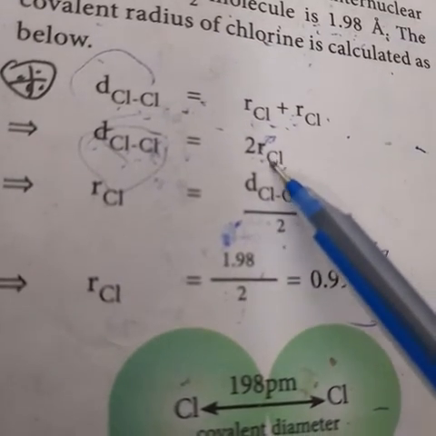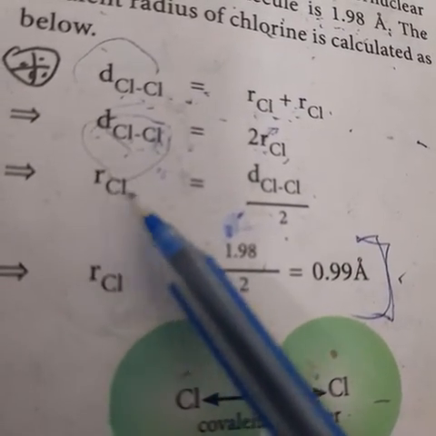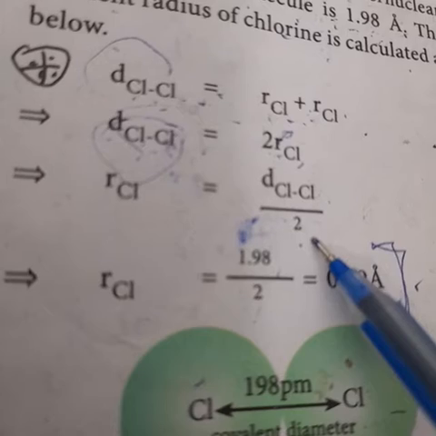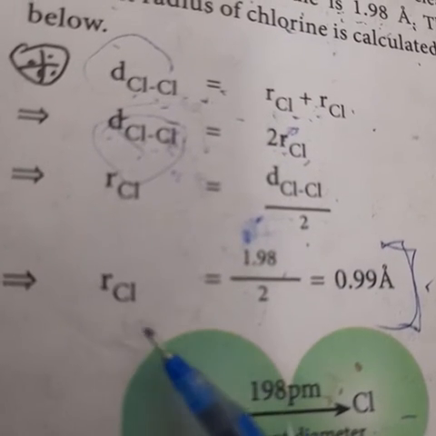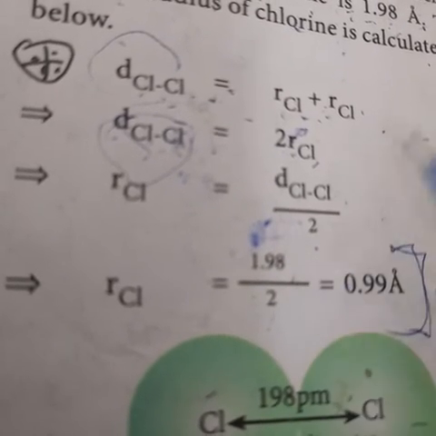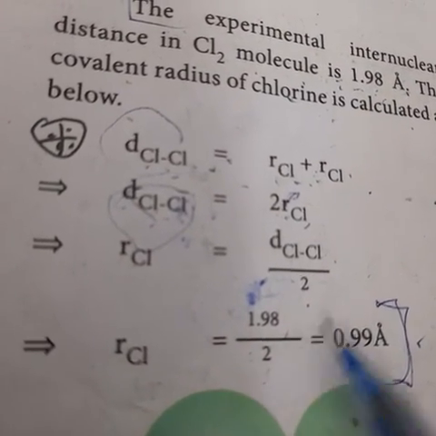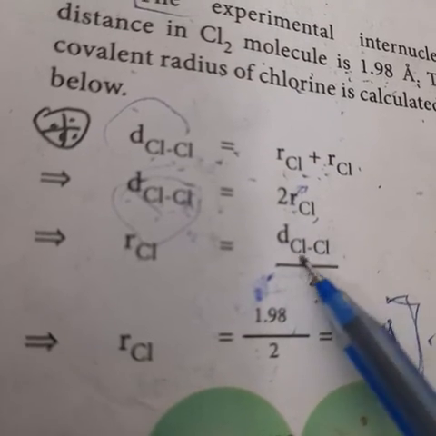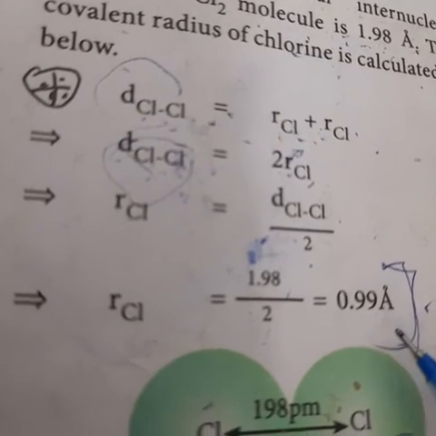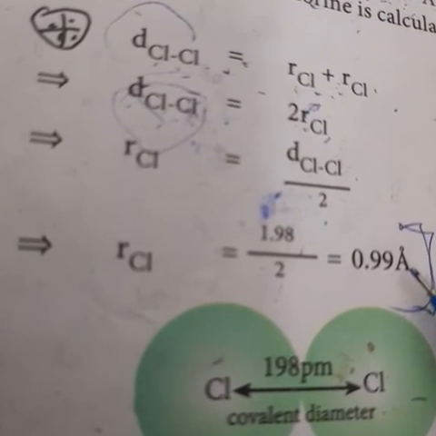So we have to calculate the covalent radius of a single chlorine atom. So R(Cl) is equal to d(Cl-Cl) divided by 2. The internuclear distance of chlorine and chlorine is 1.98, which they determined experimentally using X-ray diffraction studies. So 1.98 divided by 2 is equal to 0.99 Angstrom. Up to here, you have to mark.